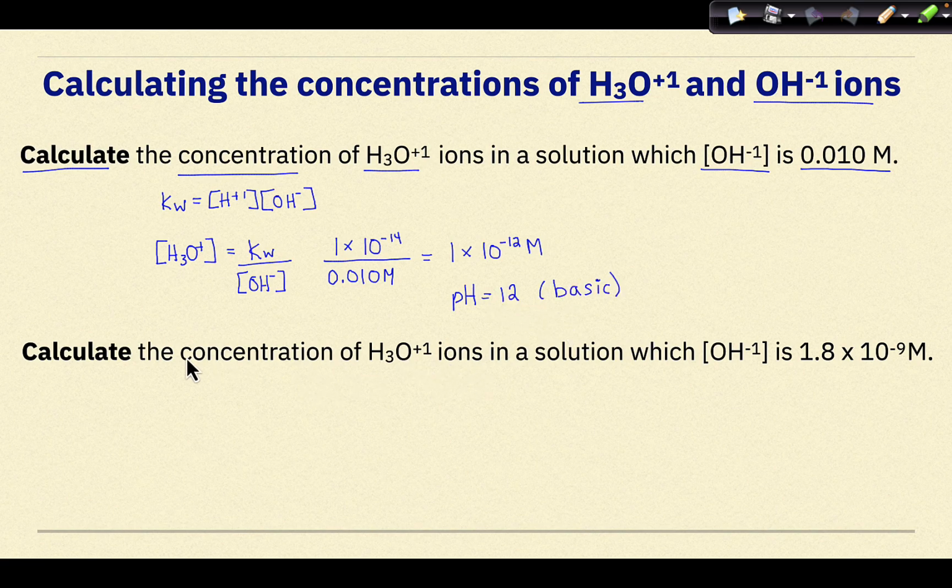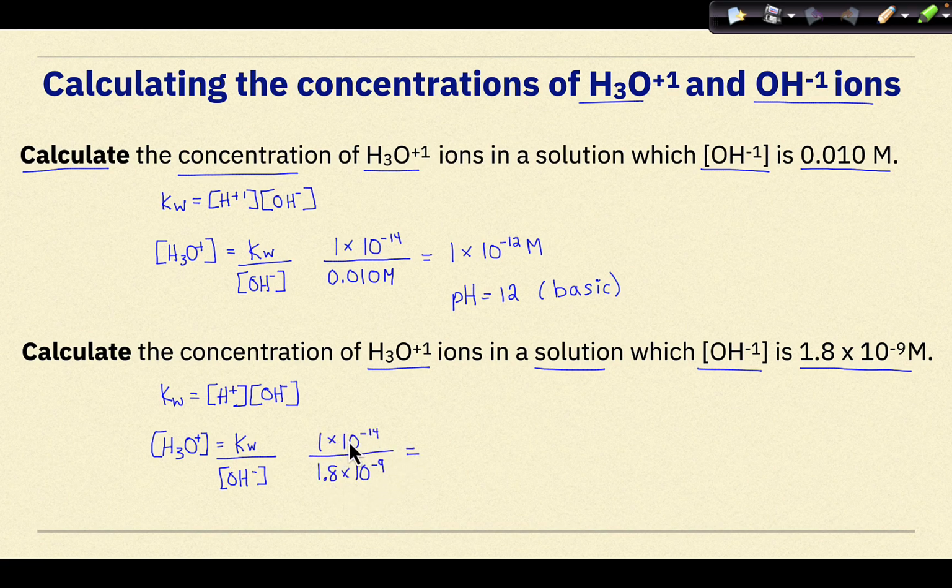Let's do another example. Calculate the concentration of hydronium ions in a solution where the hydroxide ion concentration is 1.8 times 10 to the negative 9 molar. So again, we're going to write the equilibrium constant expression for water. I'm going to rearrange this to solve for my hydronium ion concentration. Next is to plug the values in that are given, including the ion product constant for water. When I do the calculations here, my answer is 5.6 times 10 to the negative 6 molar. So that is my hydronium ion concentration.